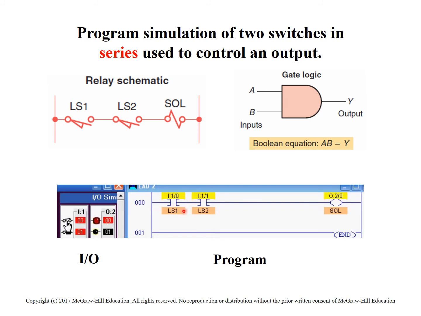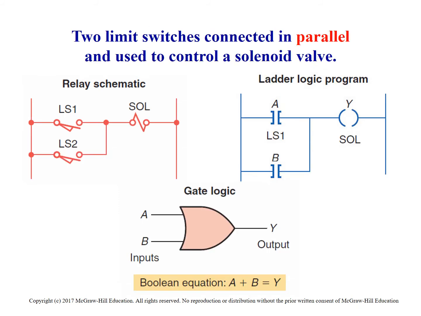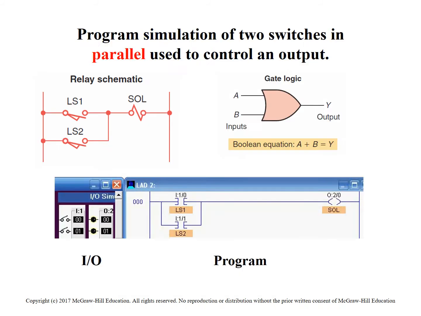Notice here, when we turn on both of these switches, the output turns on. We turn off one of them, the output turns off. Here we've got the OR statement, right? So we've got limit switch 1 or limit switch 2 can turn on here to turn on the solenoid, or limit switch 1 and limit switch 2, looks like I've overwritten a little bit here, can turn on the output here. Let's take a look at that. Notice how one or the other can turn on that output. Or both.